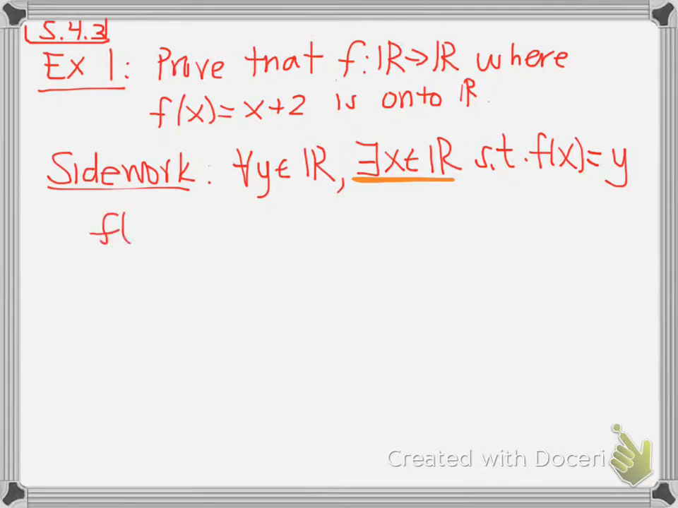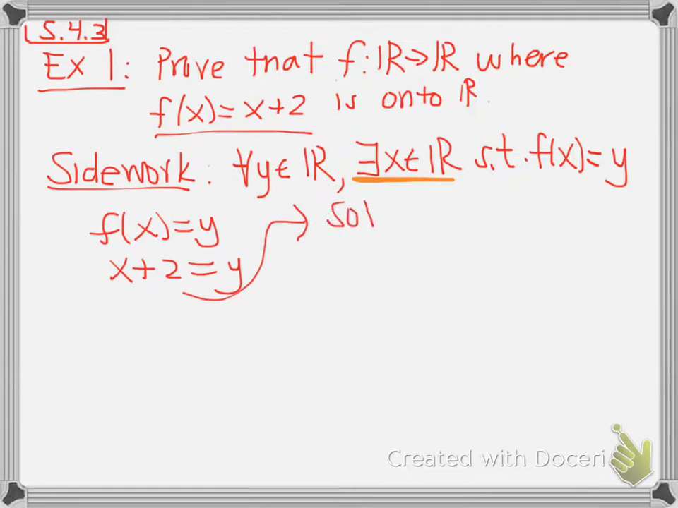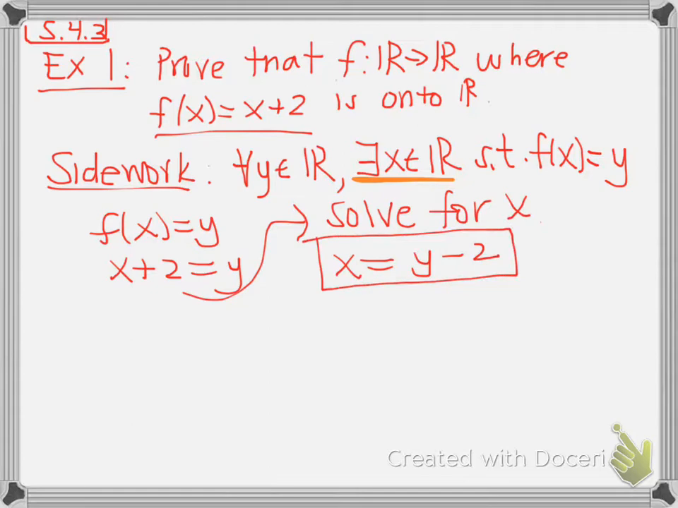So we have F of X equals Y, right? Well, we know what F of X is, so we just say X plus 2 equals Y, and then we solve for X. Okay, so that's going to be X equals Y minus 2. And there we have our X value, okay? So now we can start our proof.